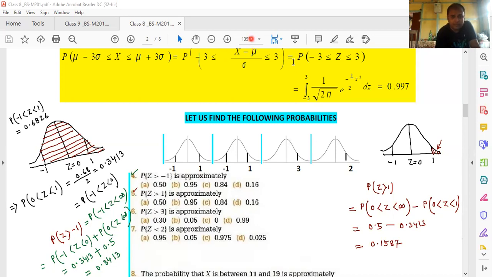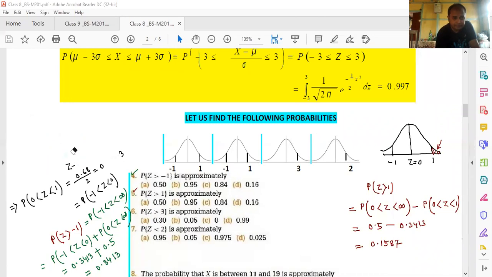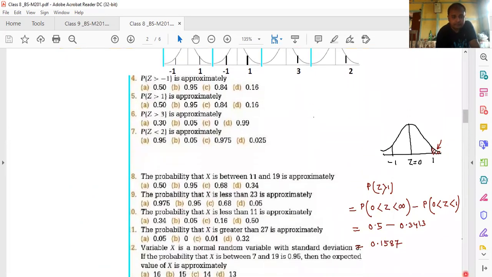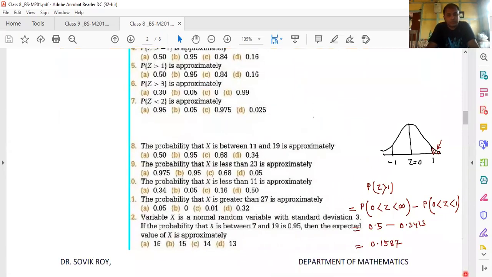I hope by now you have already copied the left hand side, so I'm going to erase it. Now here I have given another 5 problems where we are supposed to find the probability for various other points. Problem number 8 asks you to find the probability of x between 11 and 19. Another asks for the probability that x is less than 23. Another asks for x less than 11, x greater than 27, and so on. These cannot be done directly using the area property. So what am I supposed to do?